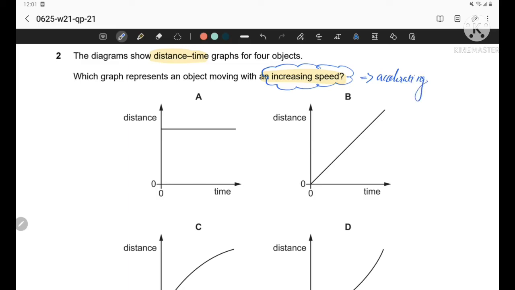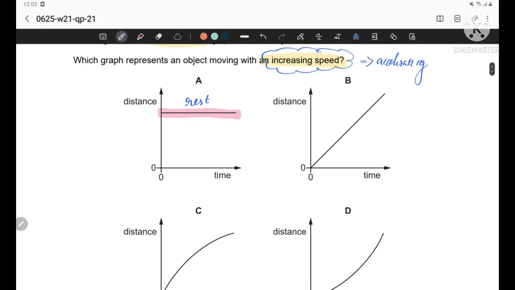So let's look at each option. Option A, we can see the distance remains the same. That means the object is not moving. That's why its distance is not increasing or decreasing. So this graph represents an object which is not moving.